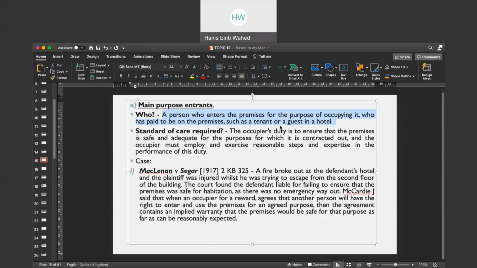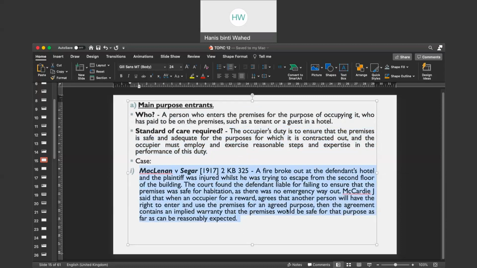So as I mentioned, the occupier has a duty to ensure that the premises are safe and adequate for that purpose of entry. It means they need to make sure that the premises are safe from any possible danger. And the case you can refer to is Maclenan. If you read the facts, there was a fire at the defendant's hotel and the plaintiff was injured.